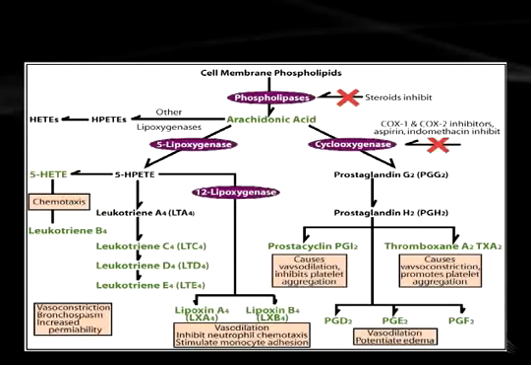So here's just a schematic version of this whole process: the formation of prostaglandins from cyclooxygenase and the formation of leukotrienes from lipoxygenase.